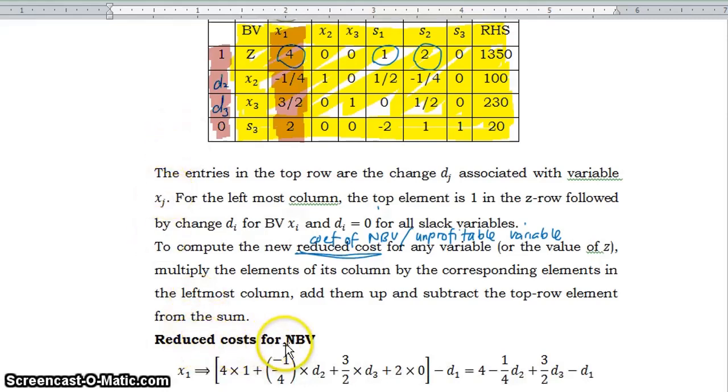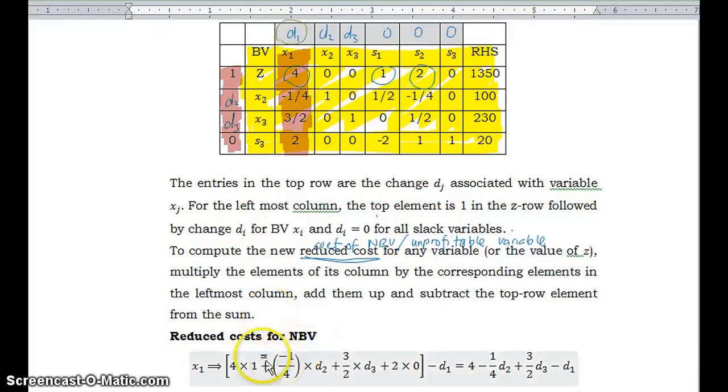The reduced cost for NBV. The first NBV is X1. According to this formula, the reduced cost for X1 is 4 times 1 plus negative 1 over 4 times D2 plus 3 over 2 times D3 plus 2 times 0, and then minus D1, where D1 is the top row element. Therefore, we get this.